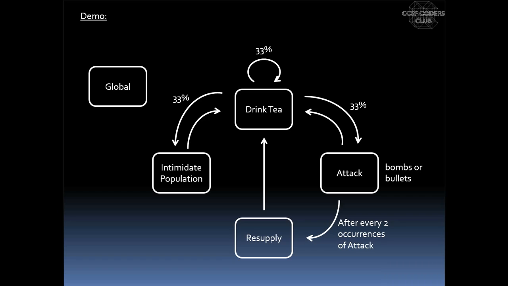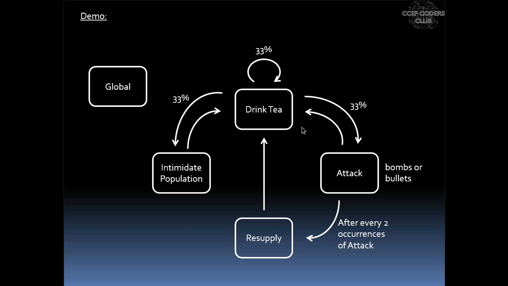From there, I use a random number generator. So there's a 1/3 chance of it to continue drinking tea, or it can go and intimidate the villagers, after which point it returns to drink tea, or it can go and conduct an attack, which I also have another random number generator to say if it's bombs or bullets, after which point it returns to drinking tea.